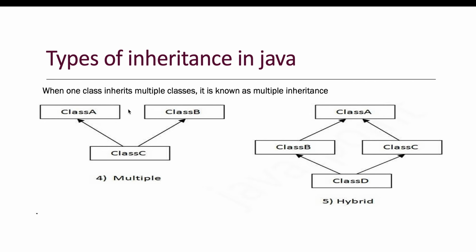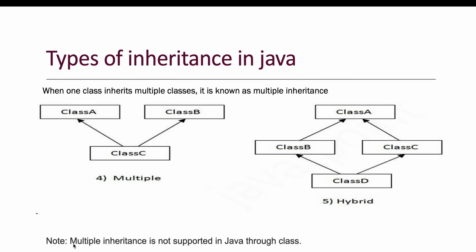Two classes are there, like class A and class B, extending class C. Here the functionality of class B and class C is extended by class D, right? So this represents a hybrid way, and this is also going to confuse the compiler, so Java does not support this type of inheritance.